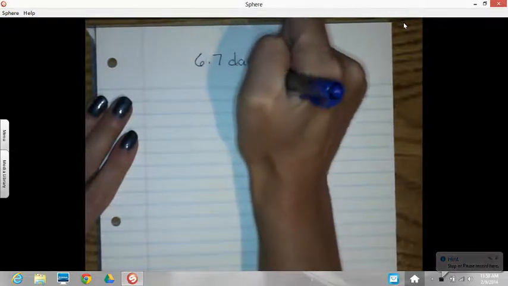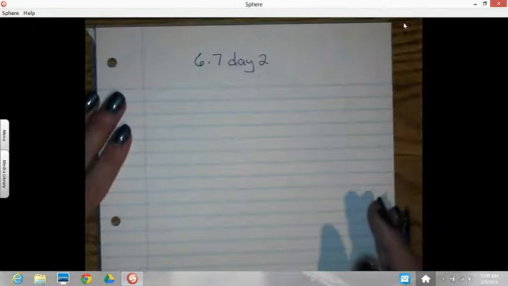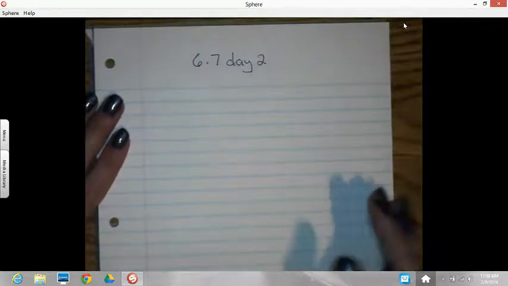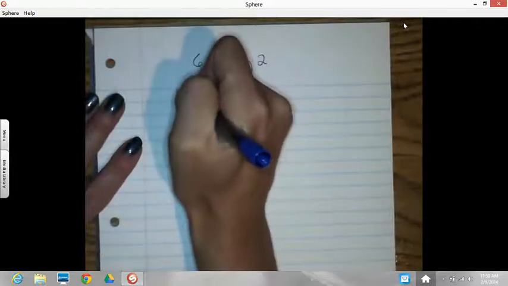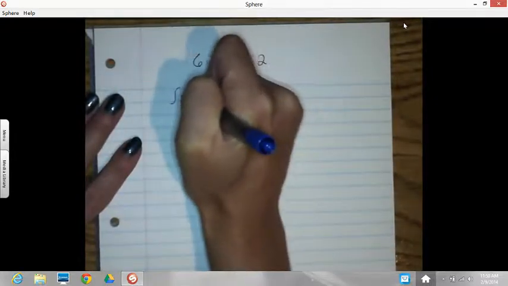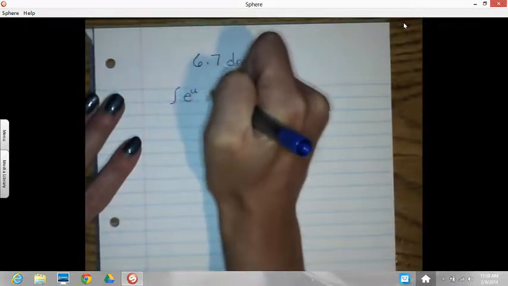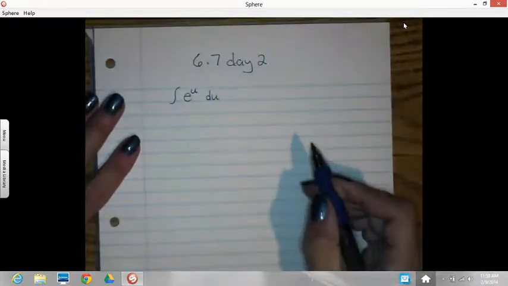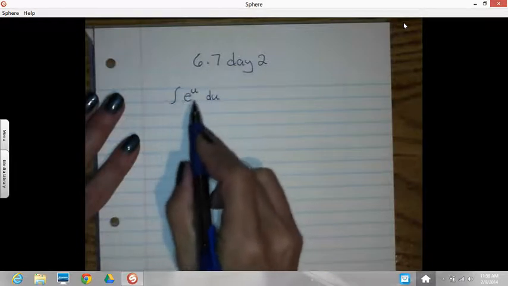Okay, 6-7, day 2. Yesterday we did the derivative of an e to a variable exponent function. Today we're doing antiderivative. So we're doing the antiderivative of e to the u du. And remember, antiderivative just asks what function has this as its derivative.